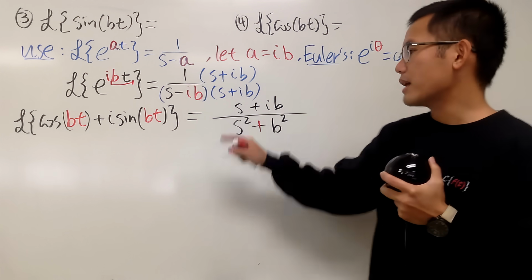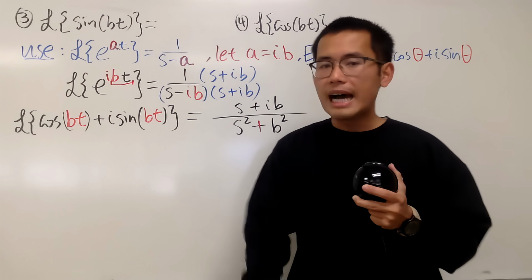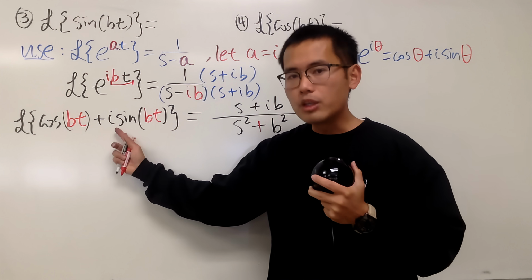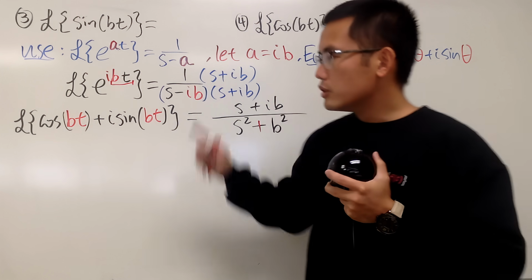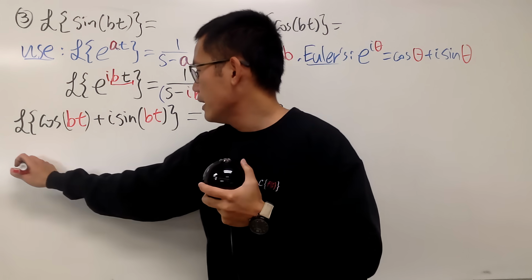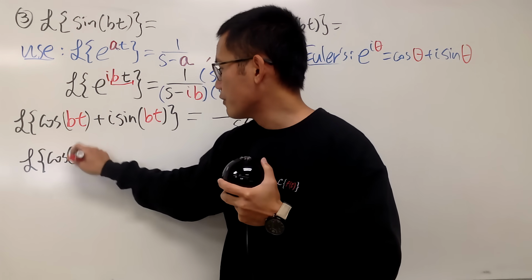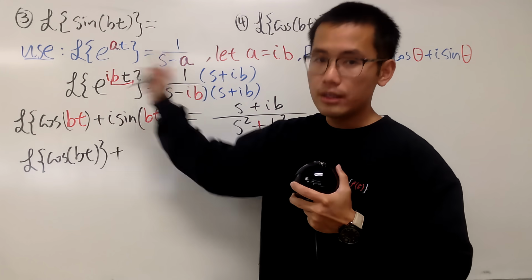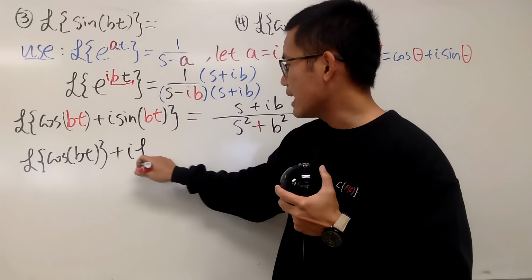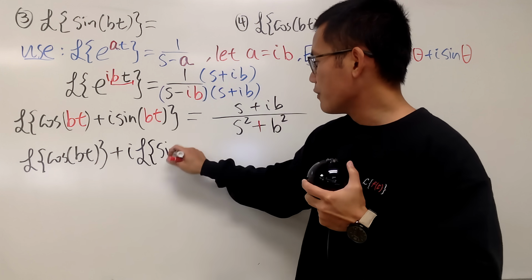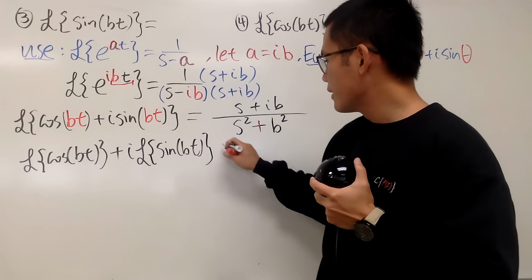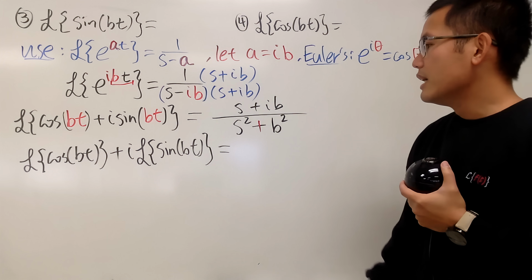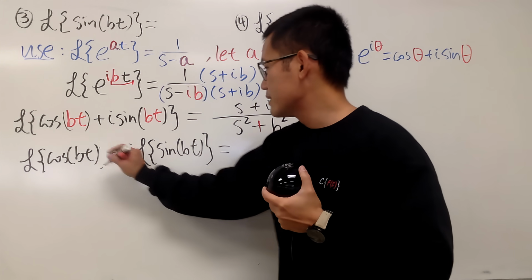Now, here is the cool part. Again, Laplace is linear, meaning that the Laplace of a sum is the sum of the Laplace. And when you have a constant multiple, you can also put that in the front of the Laplace. So have a look. I'm going to break this down as the Laplace transform of cosine of bt, and I'll close that, and that's added with, I will put the i to the front, and then we have the Laplace of sine of bt, like this, right? So I just broke them apart, like this and that.